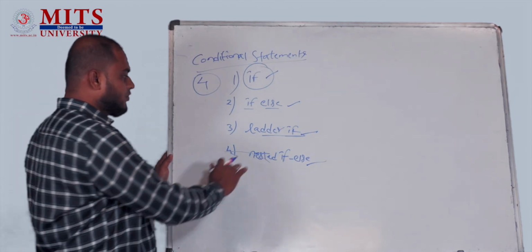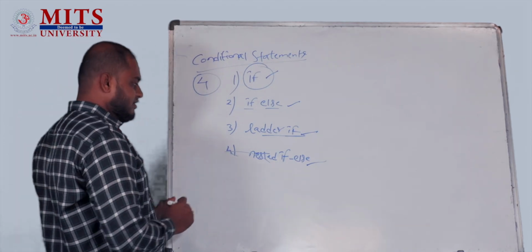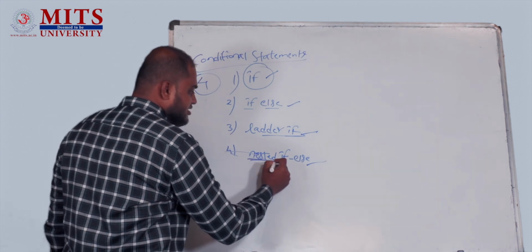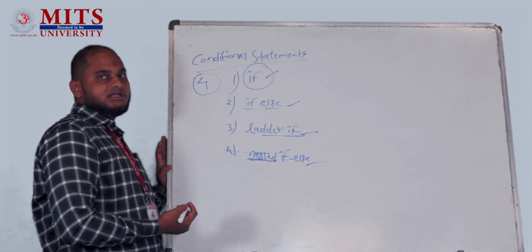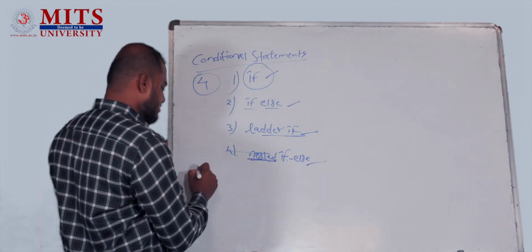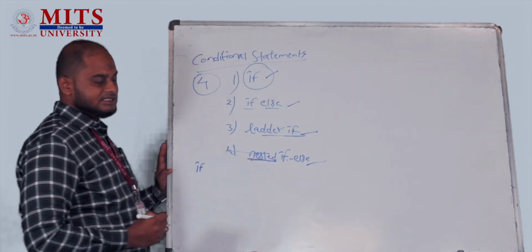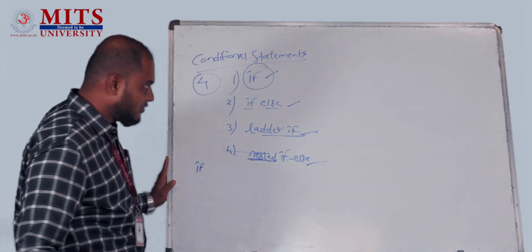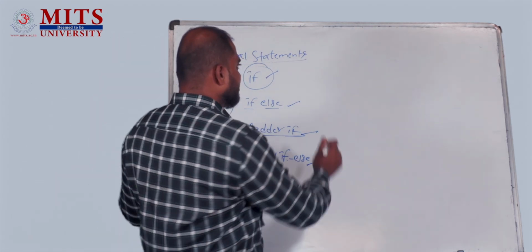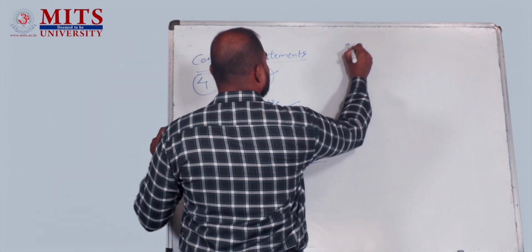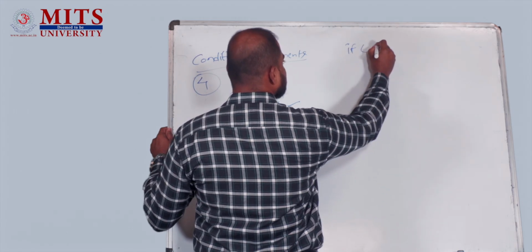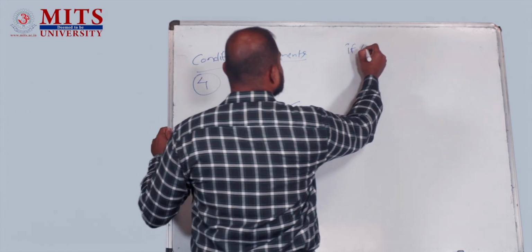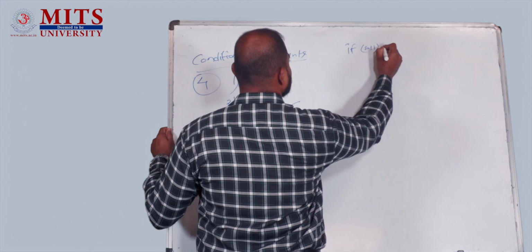Now coming to the fourth one, that is called nested if else. Nested is nothing but a concept called nesting, where a similar entity is placed in the same entity. For example, if you take if else, the if else condition will be like this. Normally we will write if and then we will write else. The if will have one condition, that is called an expression. For example, this is expression 1.